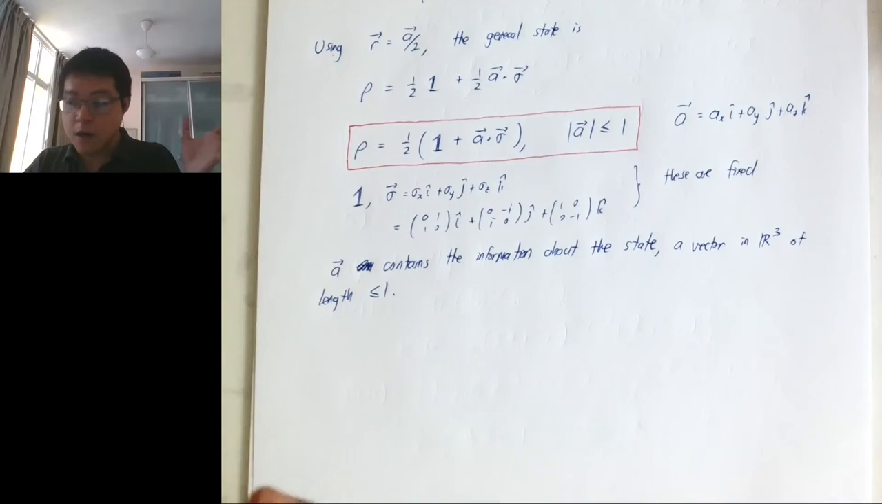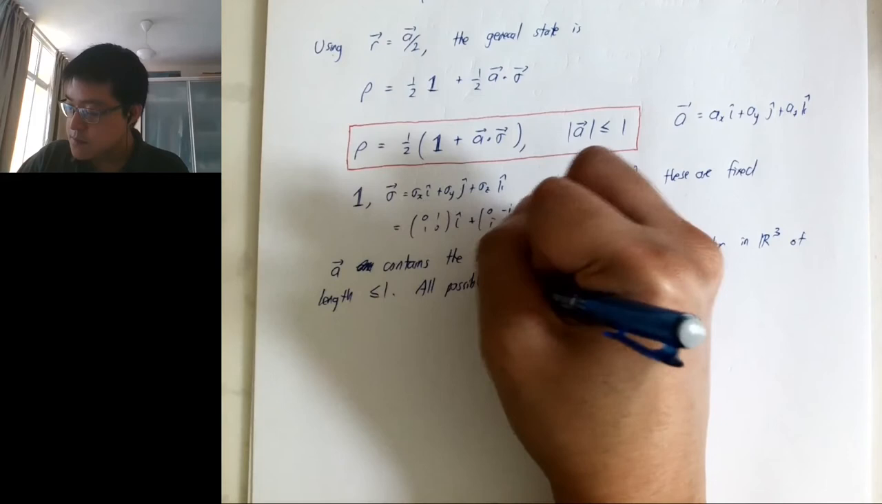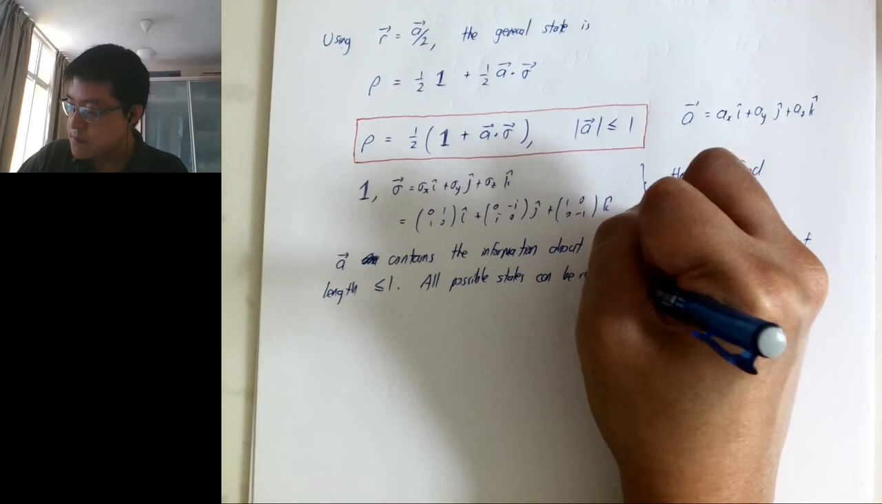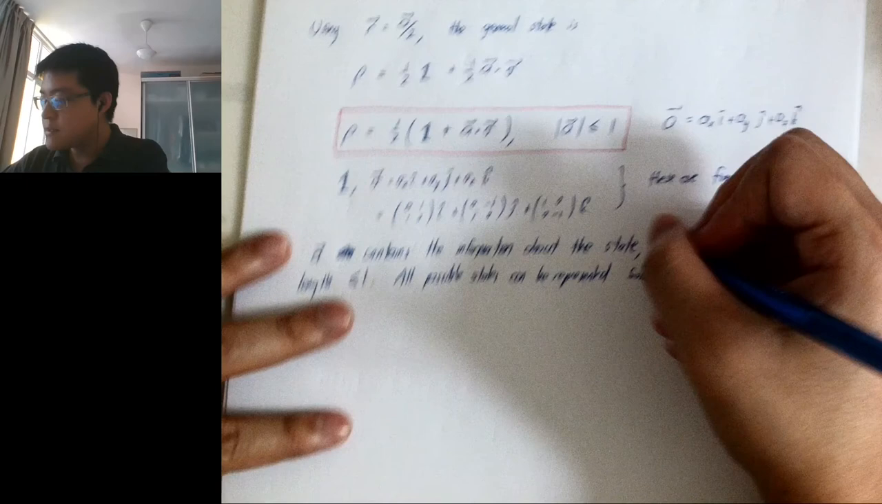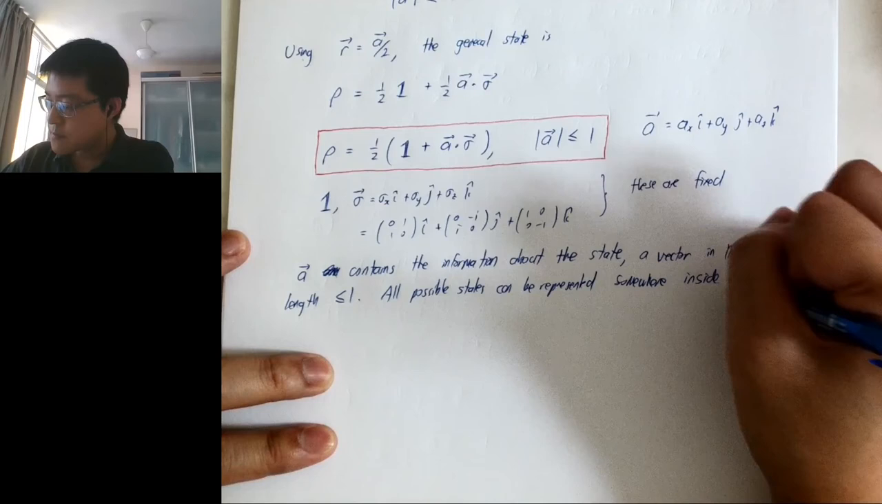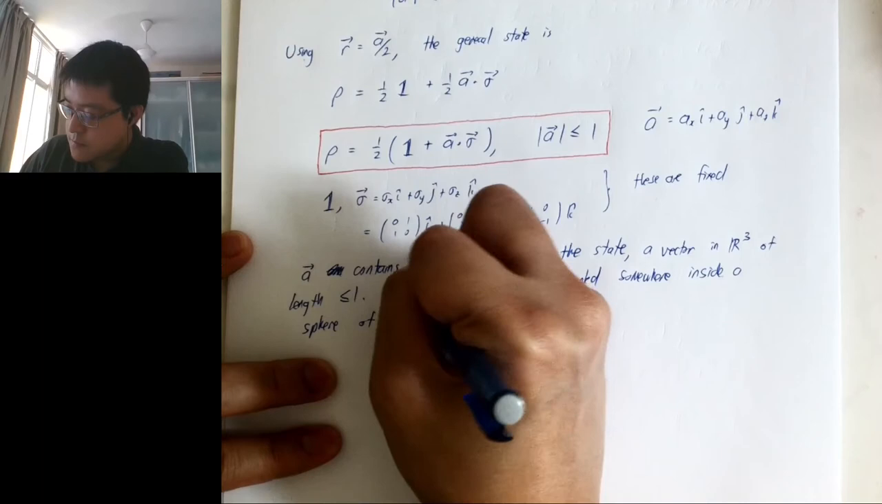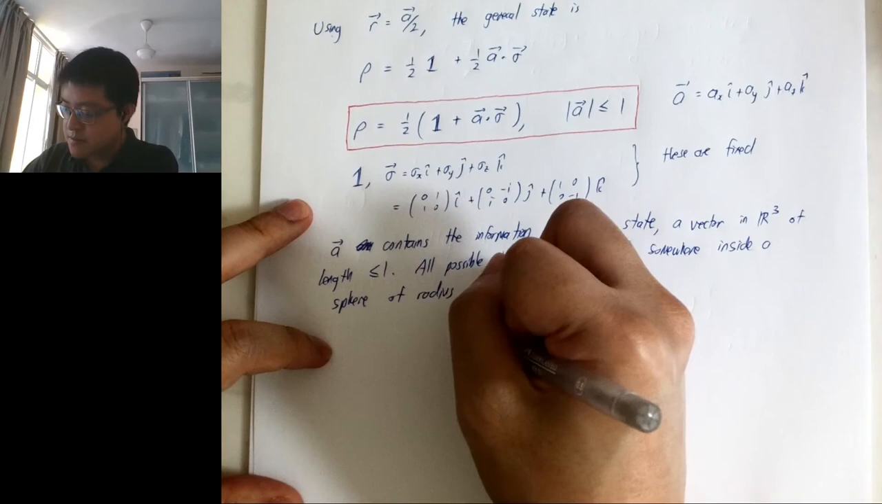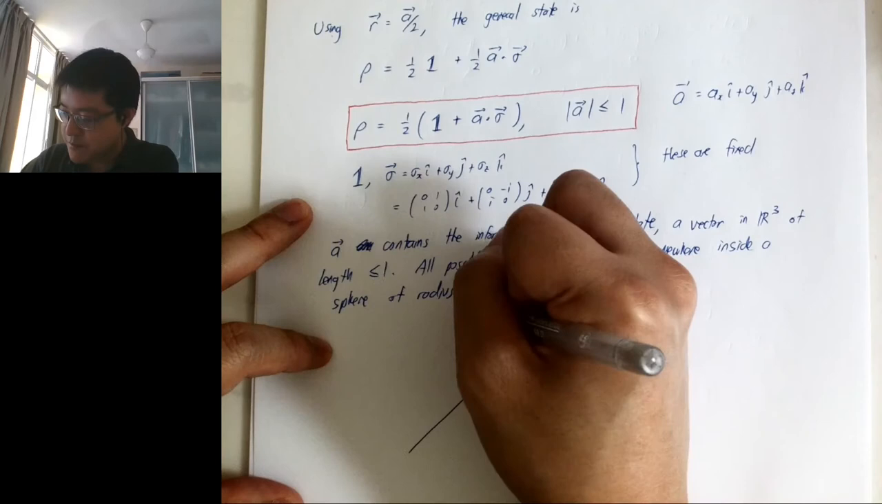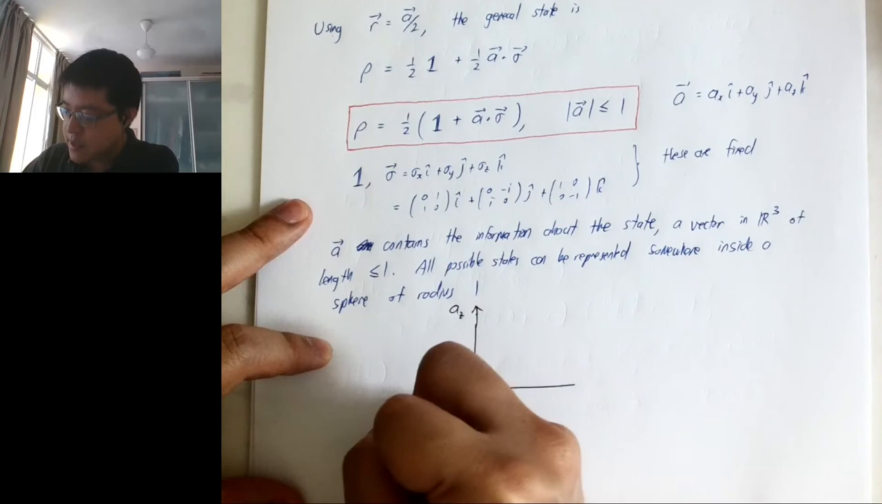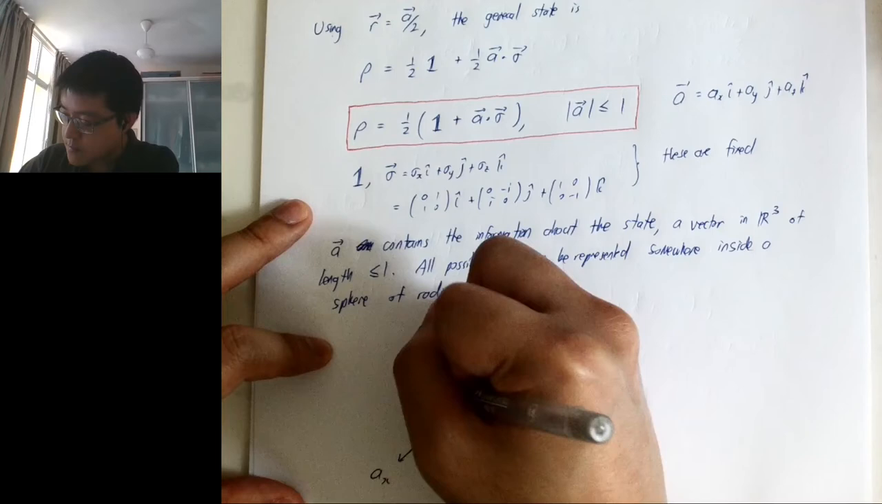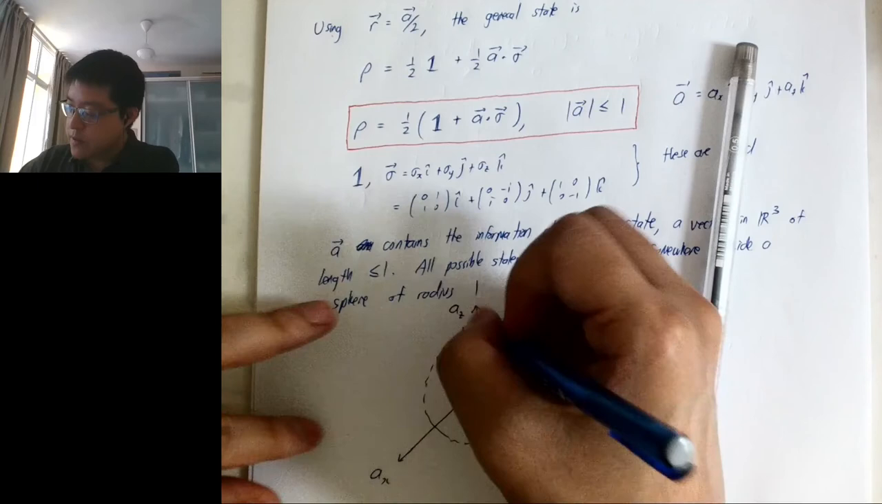So that means all possible states can be represented somewhere inside a sphere. So this is our Bloch sphere. Okay, so even if I draw it, it's just a sphere. Everyone already knows what a sphere is like, right? So this is the AZ component. This is the AX component. This is the AY component. So it's a sphere of radius 1, right? So if I draw some vector, then this will tell me what state I am talking about.